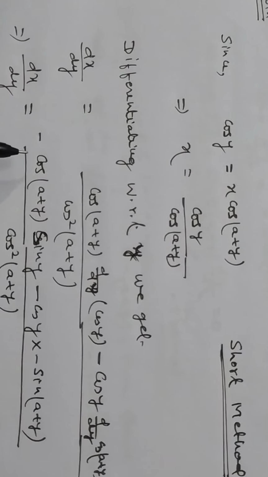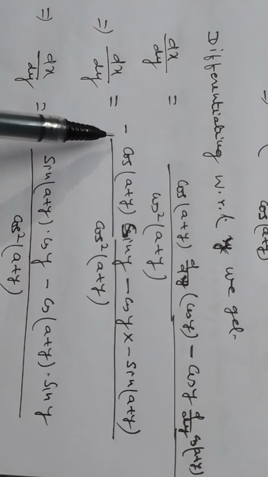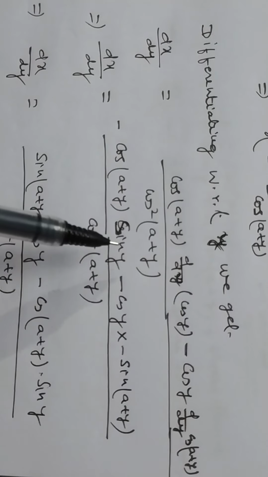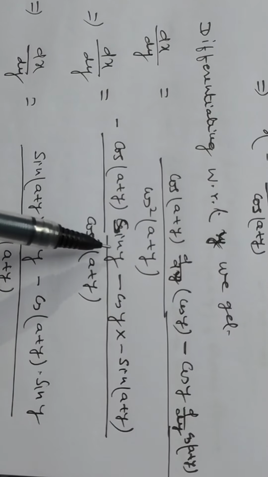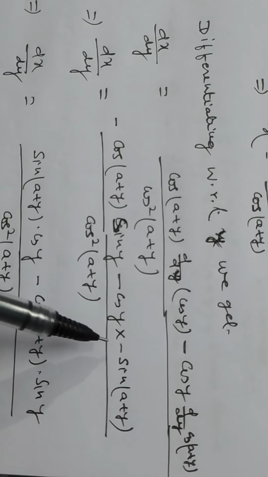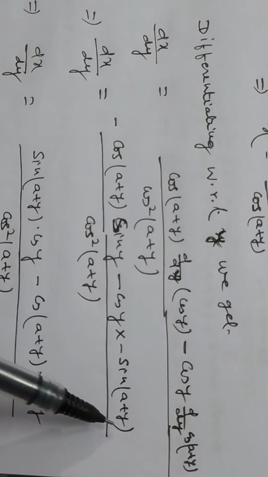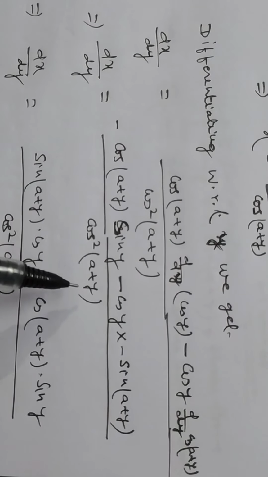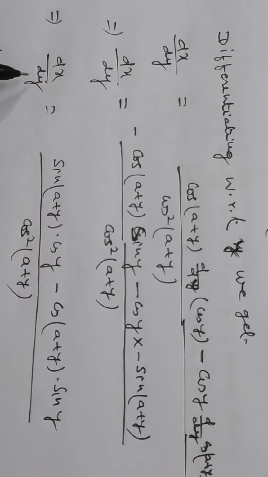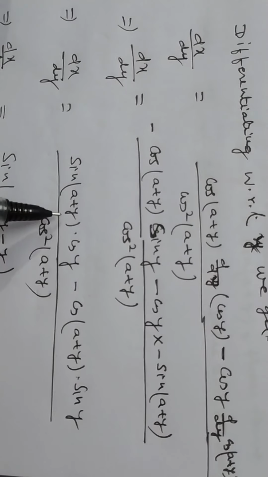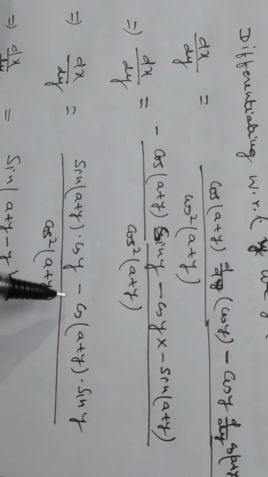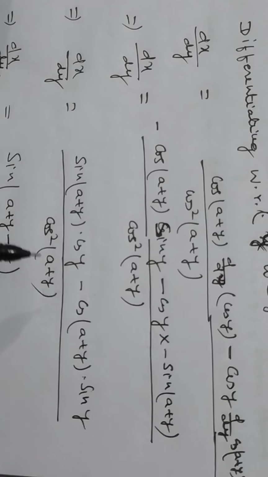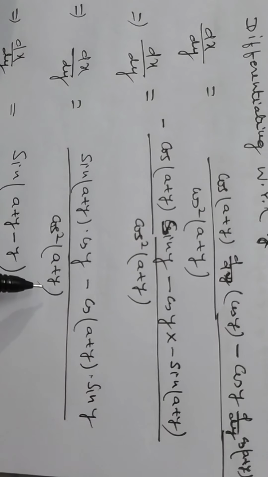So now dx/dy equals cos(a + y) times d/dy of cos y, which is minus sin y, minus cos y times minus sin(a + y), and cos²(a + y) in the denominator. Now dx/dy equals sin(a + y) cos y minus cos(a + y) sin y divided by cos²(a + y).